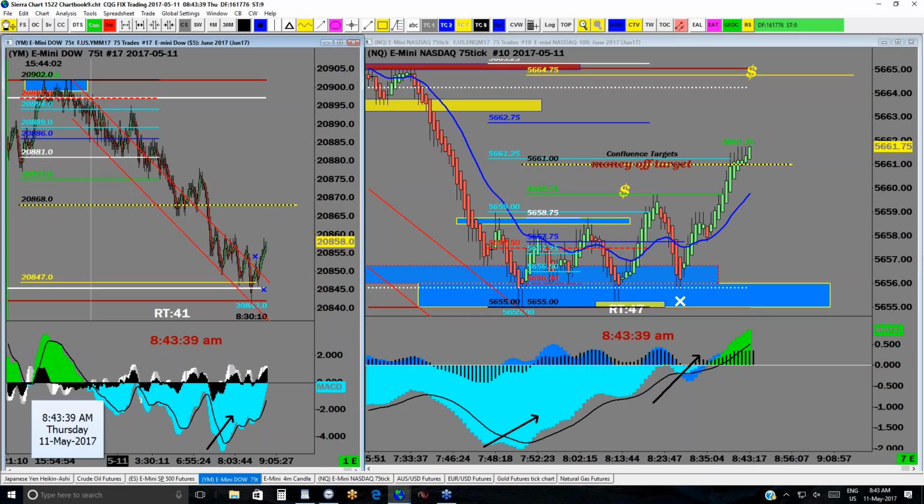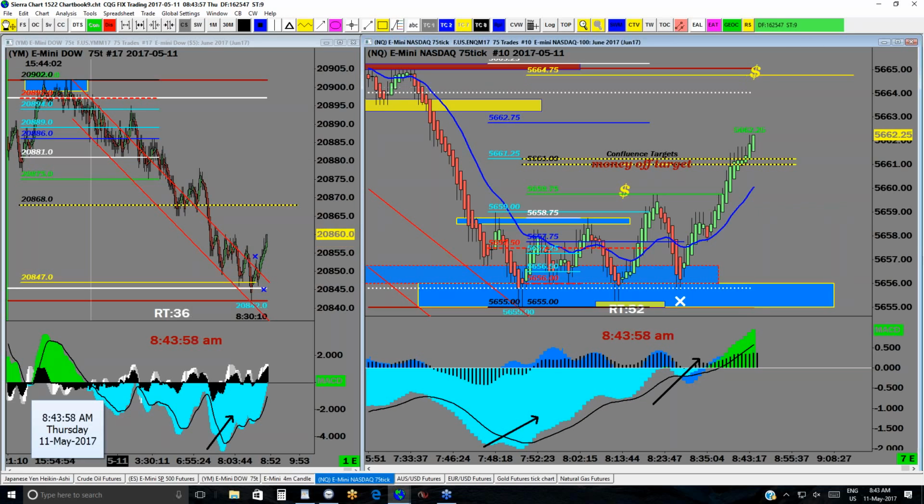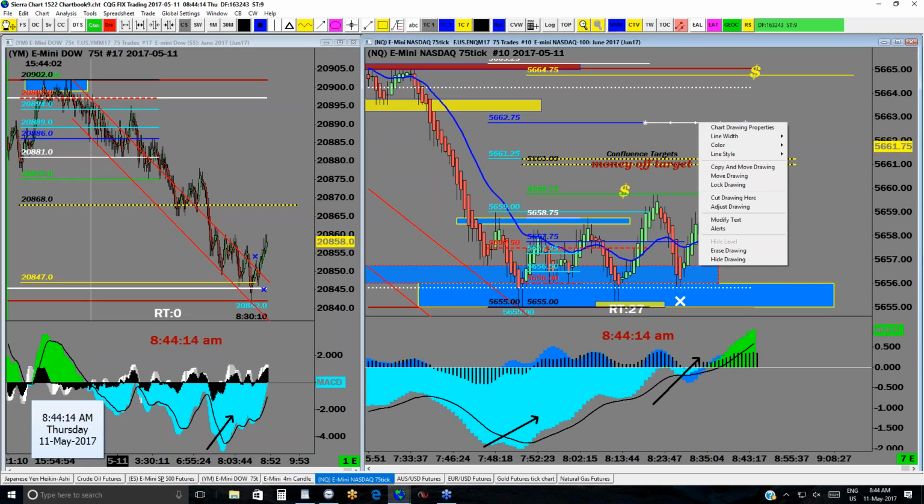And now we'd like to see this horizontal here where we have money off. I'll just copy that, hold as a support area. Make it easier to see. And your next target to weigh in is 5662.75, or 5662 3/4, like this here blue.